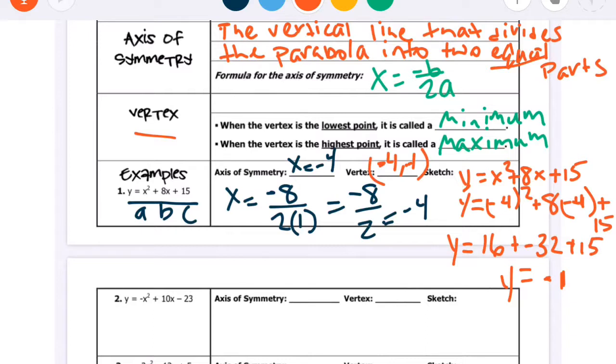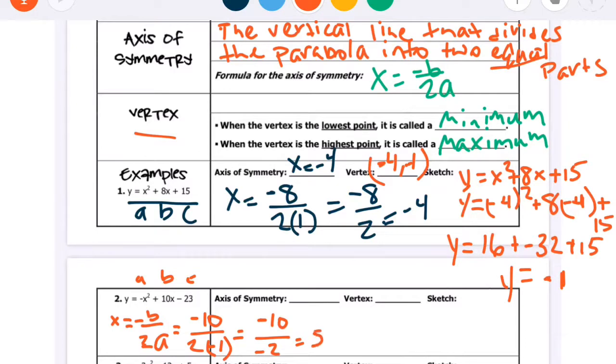Let's go ahead and solve number 2 as well. So we have x equals negative b over 2a. I'm going to solve for the axis of symmetry first because that's going to give us the x value, and we need that x value in order to solve for the y value for the vertex. So remember, we have a, b, and c. So negative b, so we have positive 10, so that's going to be negative 10 over 2a. Now be careful, a in this case is negative 1. So I'm going to get negative 10 over negative 2, which is 5. So the axis of symmetry is going to be x equals 5.